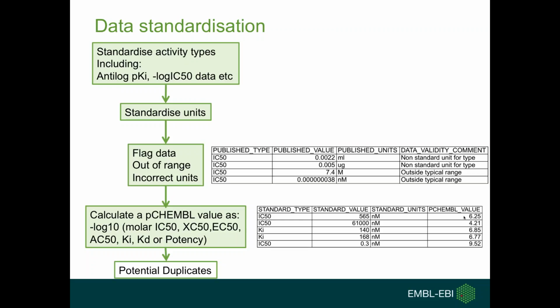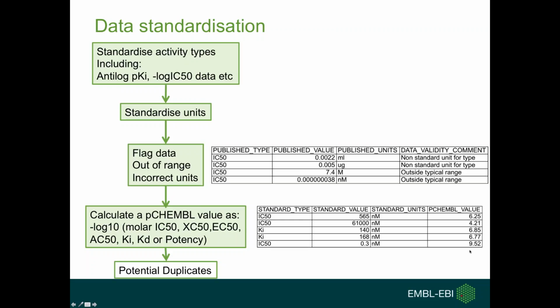Similarly, if the IC50 is abnormally high or low, we'll flag this as being outside of the typical range for that measurement type. So if you're interested in a particular target and you want to find as much data as possible, you might want to include these types of measurements and then go back to the original publications. But if you're doing high throughput data mining and you just want a large clean data set for modeling, for example, it'd be wise to exclude these measurements that have a data validity comment flagged to them.